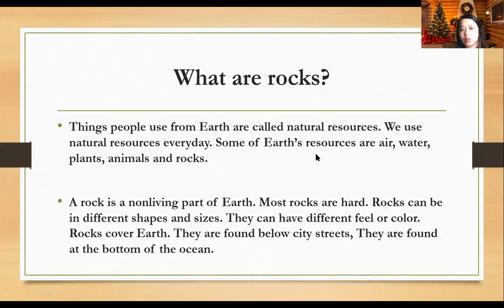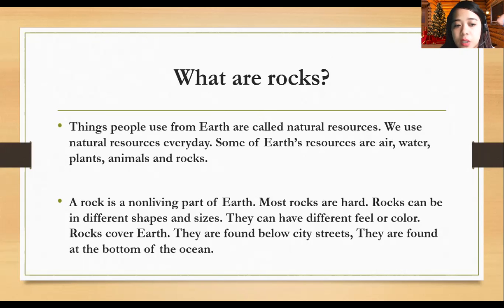So we use natural resources every day from the Earth's resources, like air, water, plants, animals, and rocks. A rock is a non-living part of the Earth. Most rocks are hard, and rocks can be in different shapes and sizes. They can have different colors or designs. If you compare the rocks from the sea and the mountain, they have different designs, textures, and sizes too, right?